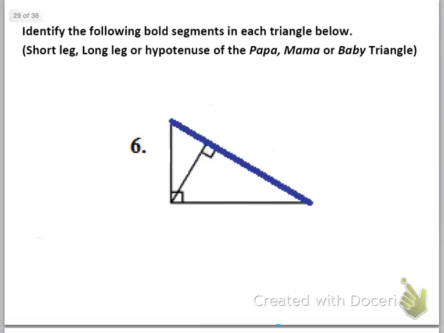Okay, this one you can see it's papa and hypotenuse, because it sits across from papa's right angle. And since it's completely touching baby and mama, we cannot say it is baby or mama, because it's touching more than just baby. It has to only be touching that side for it to be working for baby and mama in this one.